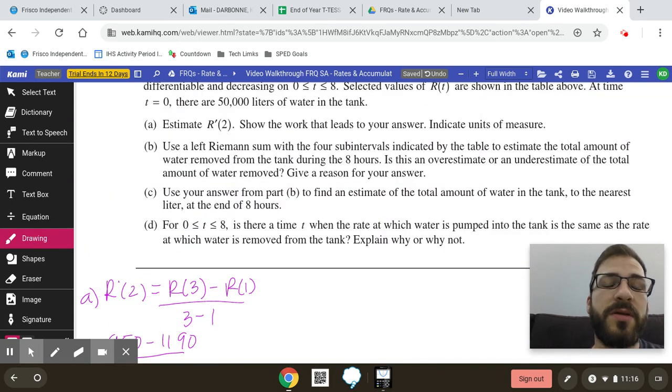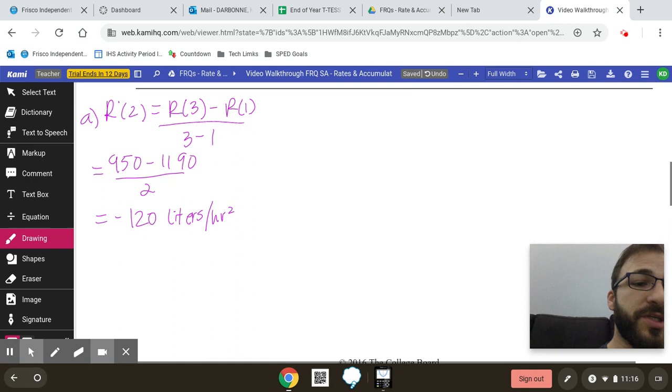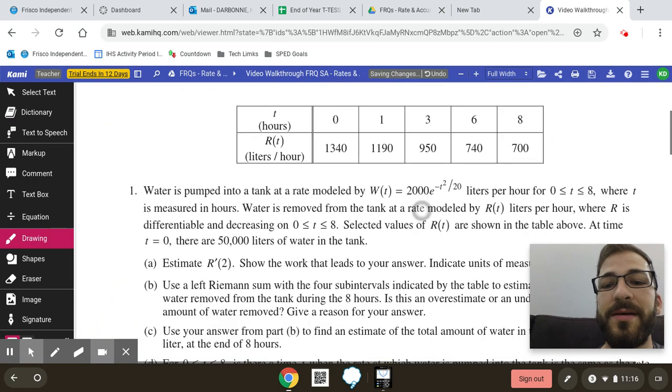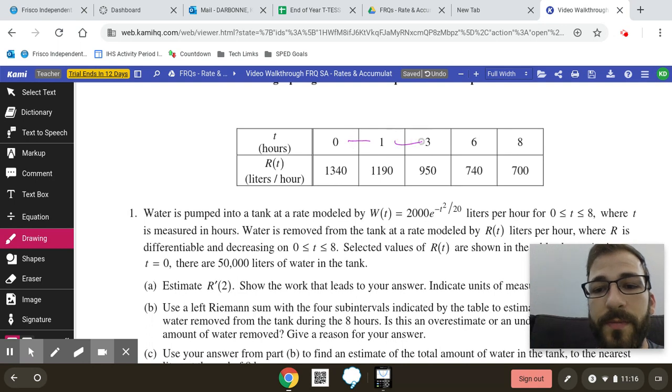Part B, we want to use a left Riemann sum with the 4 subintervals indicated by the table to estimate the total amount of water removed from the tank during the 8 hours. And then as a second spot, is this an overestimate or underestimate of the total amount of water removed, and give a reason. Okay, so first off is a Riemann sum. Riemann sums are pretty straightforward. It is a left Riemann sum, which means I'm going to be using these subintervals and multiplying them by the leftmost value for each of the intervals.